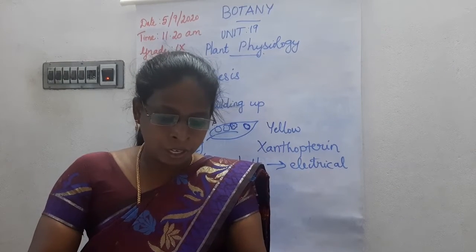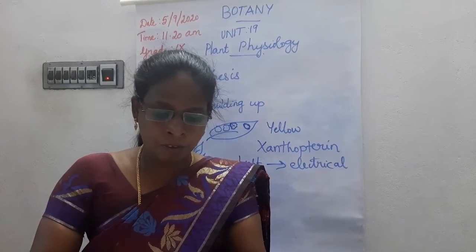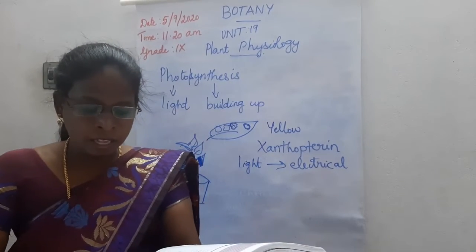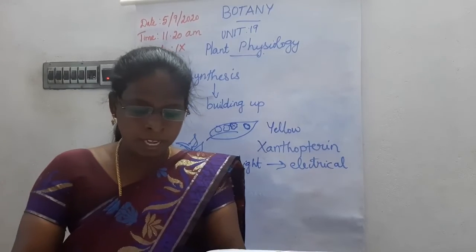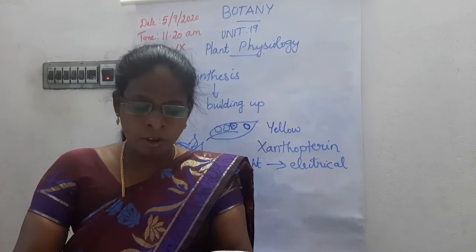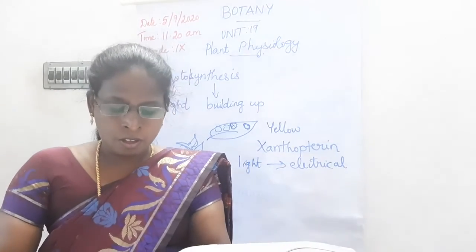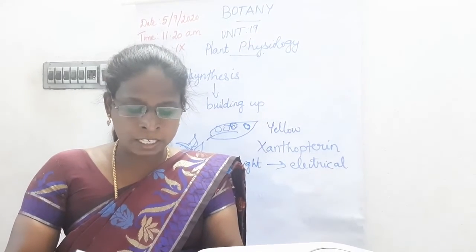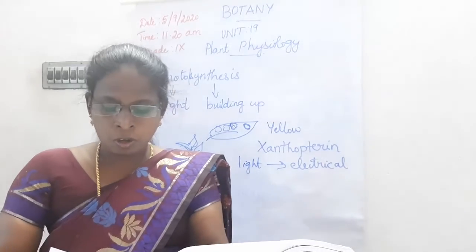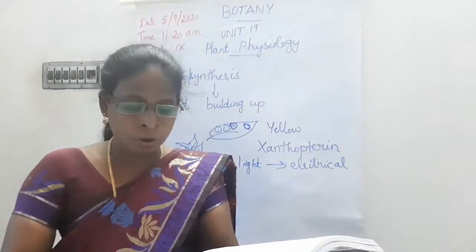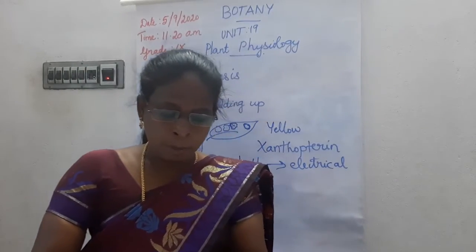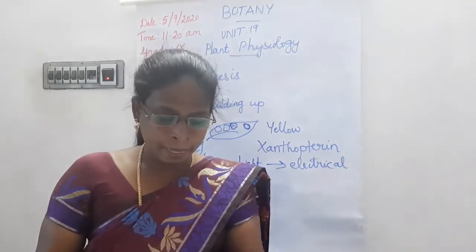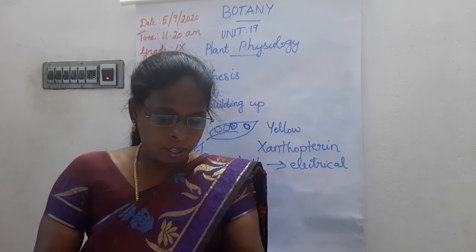Then Roman numeral 4, state whether true or false. If false, correct the statement. The first one: the response of a part of a plant to a chemical stimulus is called phototropism. Chemical stimulus means chemotropism, so that statement is wrong. You have to write false and correct the statement. In the place of phototropism, you have to write chemotropism.